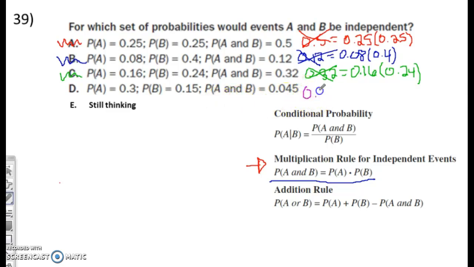A and B is 0.045. We want that to equal the probability of A, which is 0.3, times the probability of B, which is 0.15. And it does equal 0.045. Hip, hip, hooray. So D is our answer.